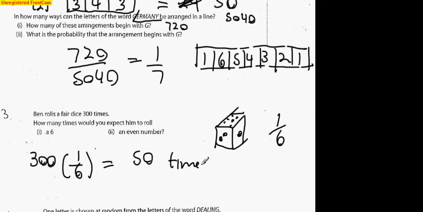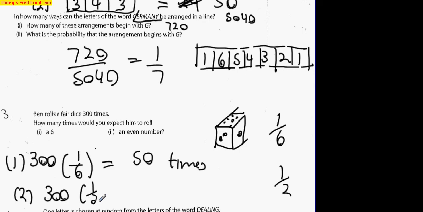Okay? An even number. There is a half chance of getting an even number. So 300 multiplied by a half, 150 times. Okay, you get an even number.